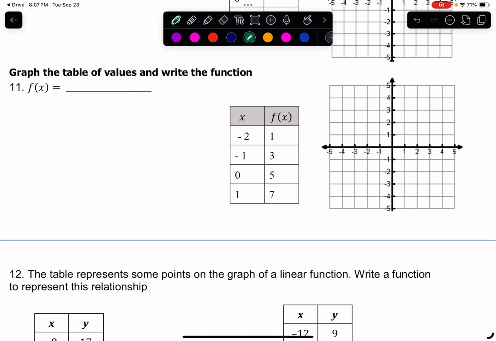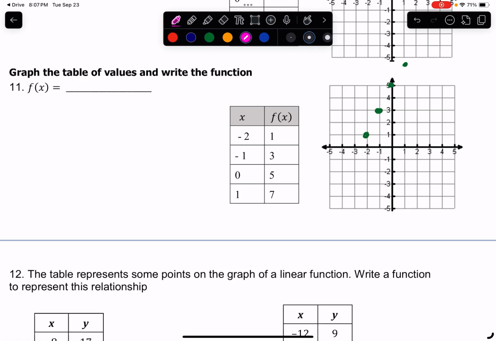All right, here we go. I've got -2, 1 is a point on the graph, so let's put that on there. And let's see, I've got -1, 3. I've got 0, 5. 1, 7 would be way up here.